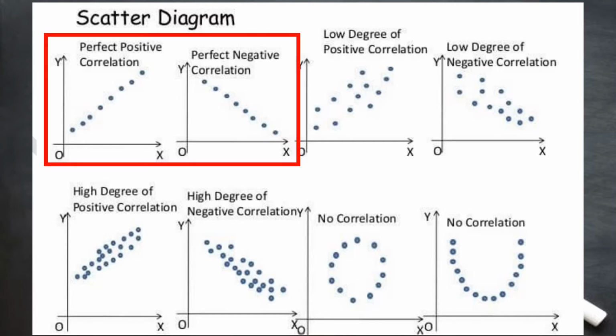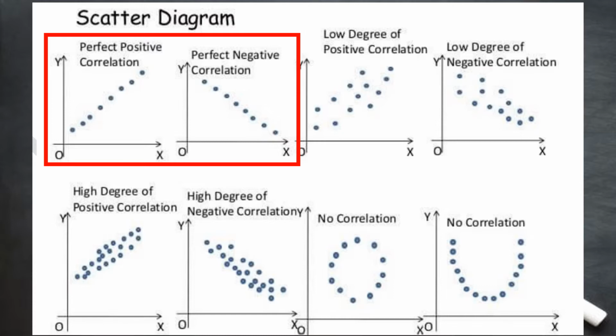As you can see po, on the upper left corner, we have the diagram or the graph for a perfect positive correlation and a perfect negative correlation. So, we start with perfect positive correlation. Why is it called perfect? It's called perfect because you can draw a straight line through the points in the diagram. So, if you can draw a straight line, meaning to say po, it's perfect.